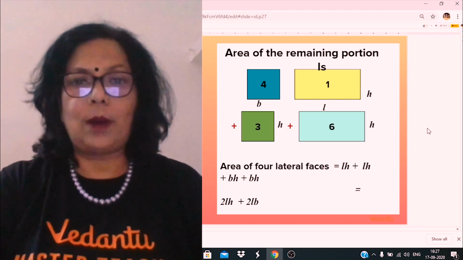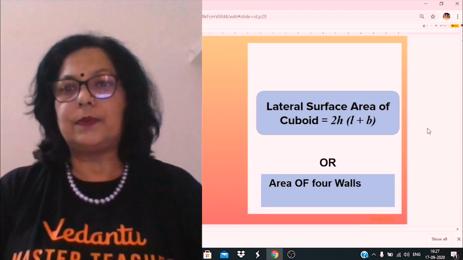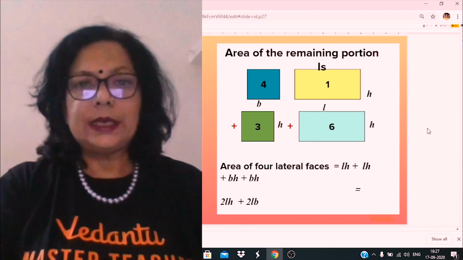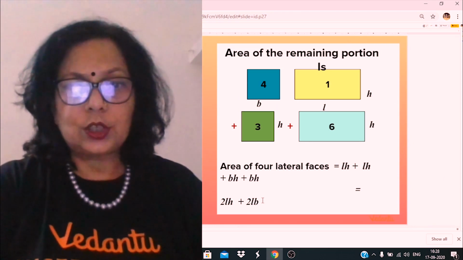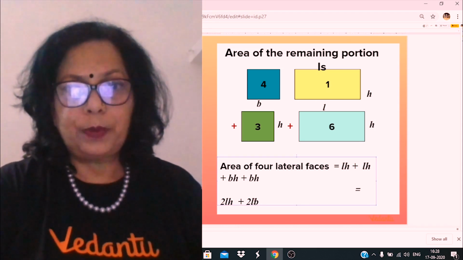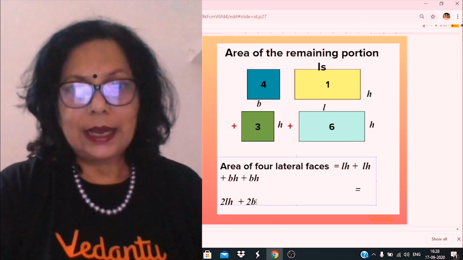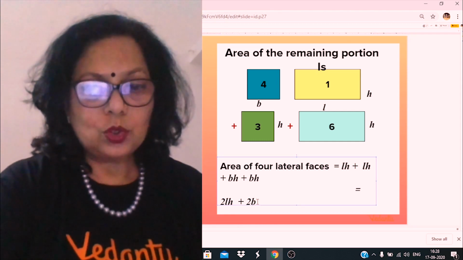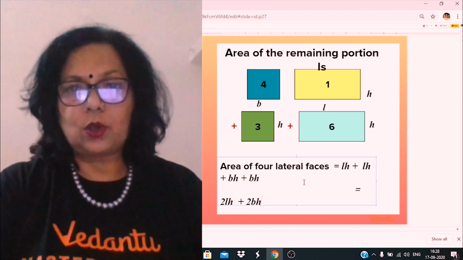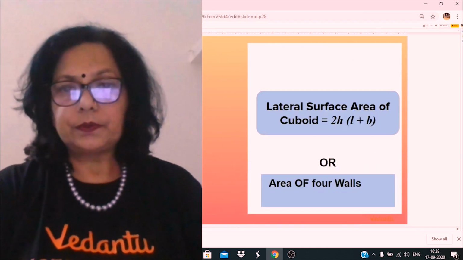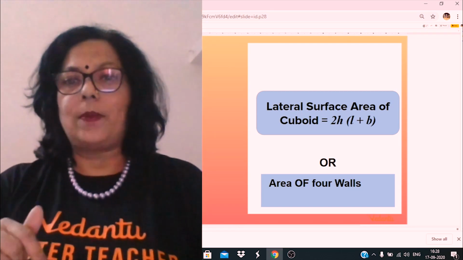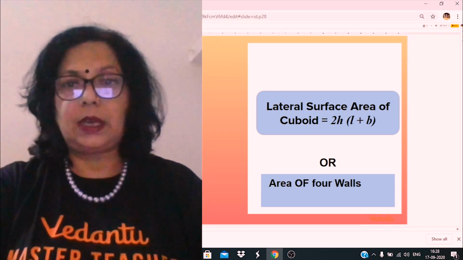Now what do I take common out of these? 2 comes common, H comes common, in both it is H. So 2H comes common: 2LH plus 2BH becomes 2H times (L plus B). So the lateral surface area of a cuboid is 2H common, and it gives you L plus B.